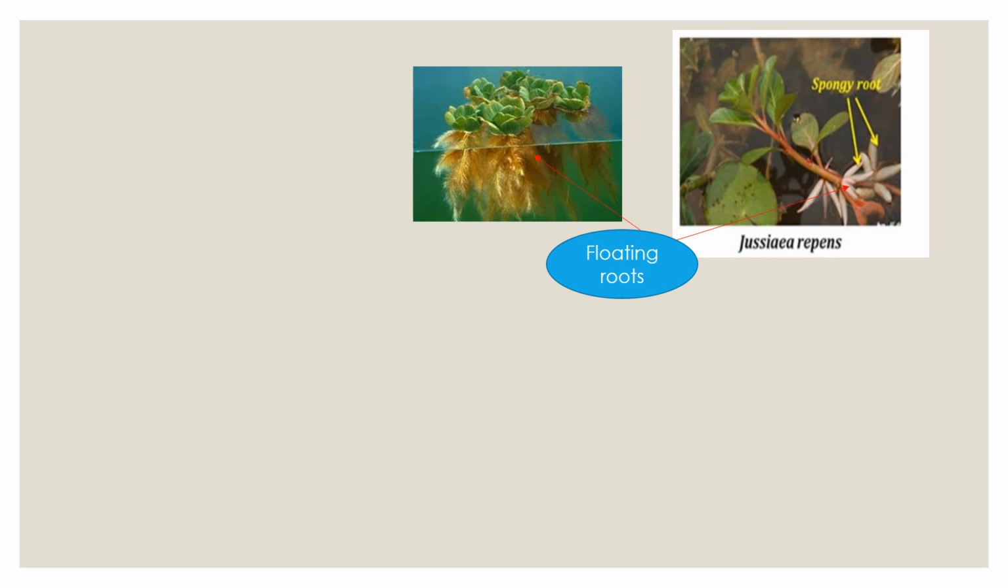And also here we have the floating roots, which help the plant to float on the water, and also help with respiration. We said it's a spongy root, right? It's also spongy. The right picture shows you the Jussiaea plant roots. It's also floating roots.